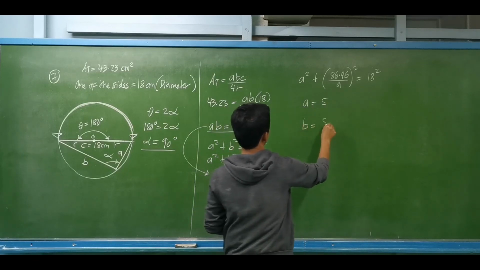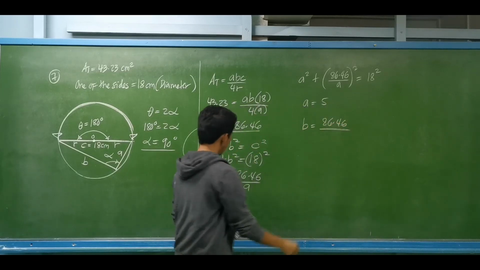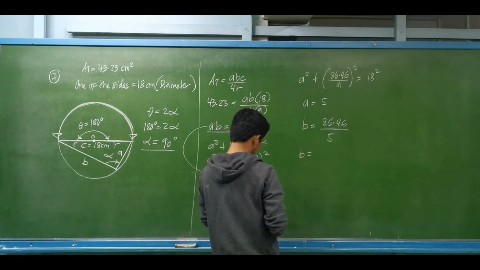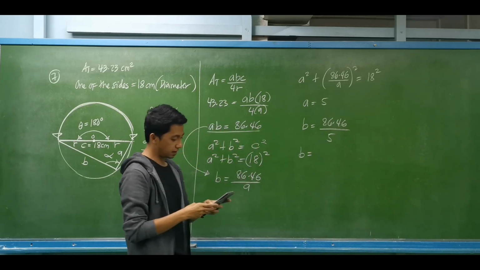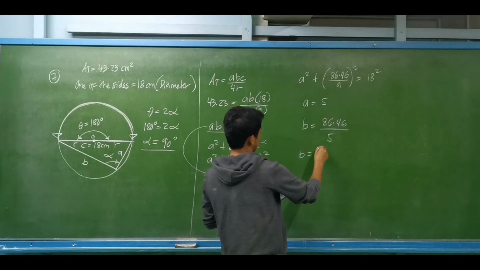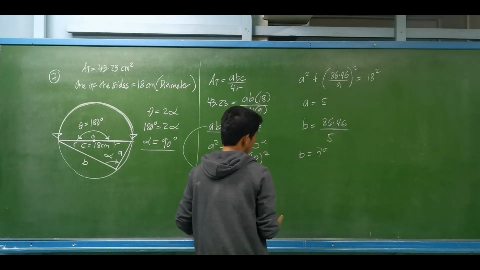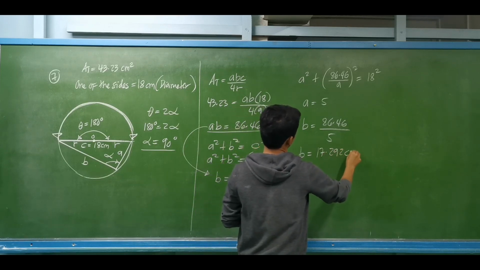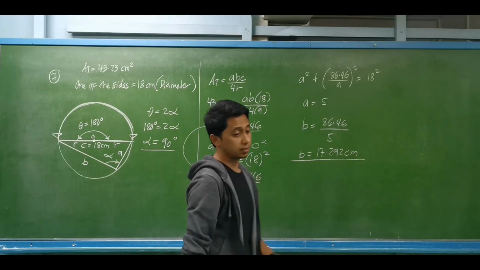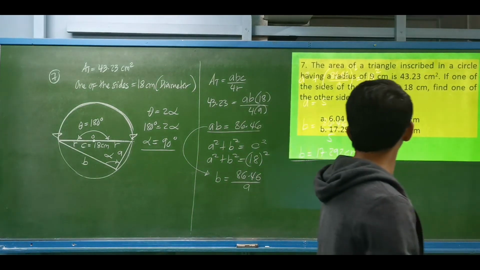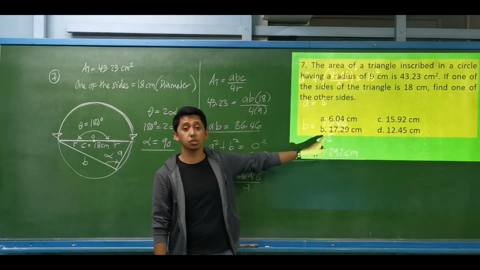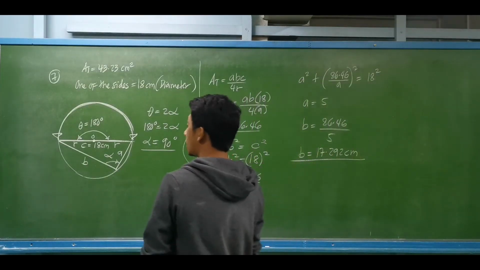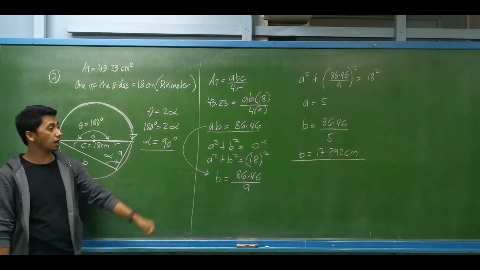So, we have side B is equal to 86.46 divided by A, that is divided by 5. Ano yung value ni B? We have 86.46 over 5 is equal to 17.292 centimeters. So, possible na ito yung hinahanap natin. Okay, yes, so we have letter B, that is 17.29 centimeters. Since one of the sides, dalawa kasi yung wala. Ang una ko lang na-solve is yung A.